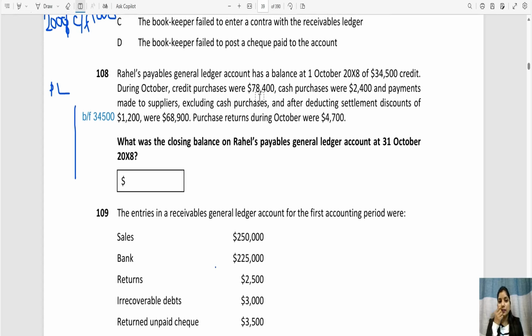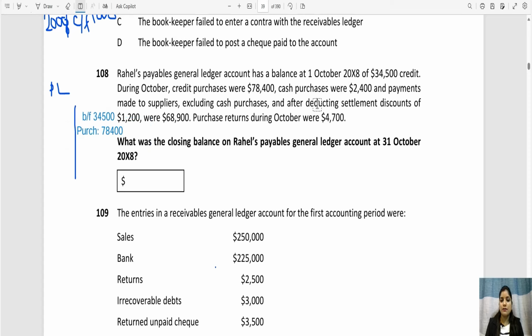78,400. Now think one more time. If you are purchasing goods on credit, will it increase your payable balance or not? Of course, it will increase your payable balance. Increasing payable balance means it should be posted on the credit side. So here we will add purchases, the amount is 78,400.